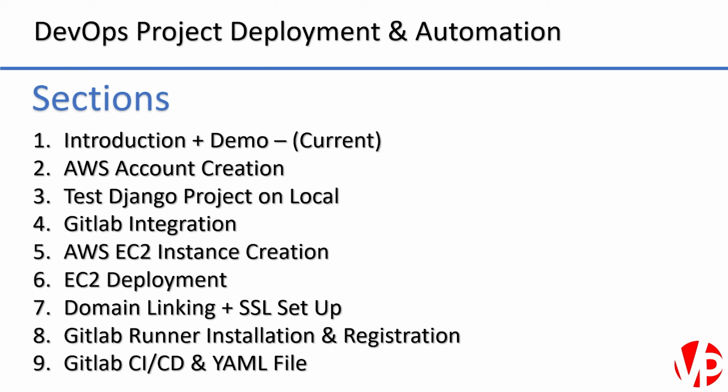So we will clone our repository into that EC2 instance. Then we install required dependencies like Gunicorn and Supervisor, required for project management. Then we will configure our Nginx.